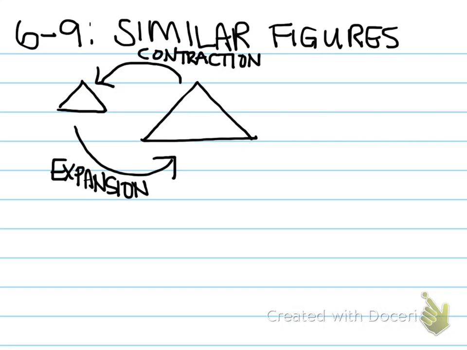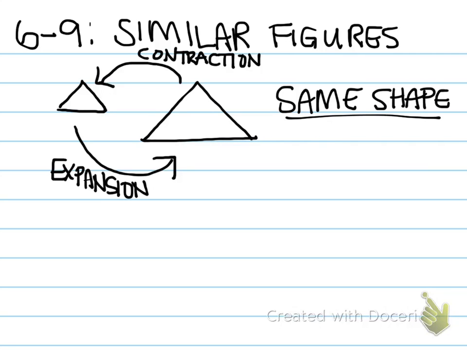However, regardless if we're talking about the small triangle being the preimage or the large triangle being the preimage, it doesn't matter. What we want to notice for today is that these two figures have the same shape. They are both triangles, which is very important as far as what we're looking at today.